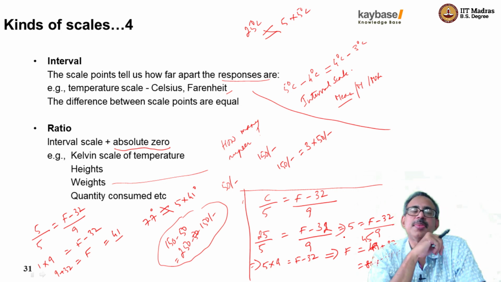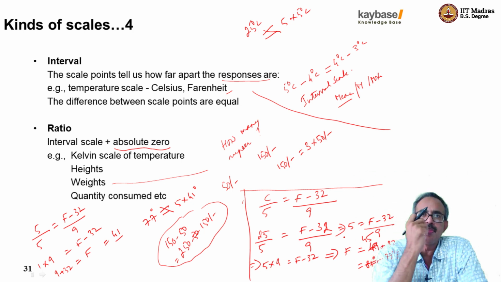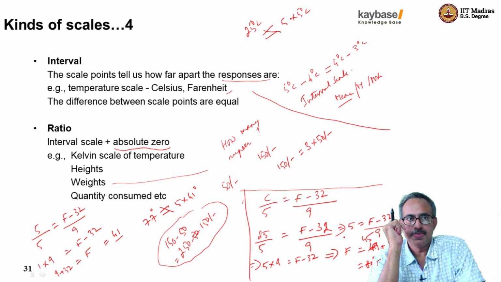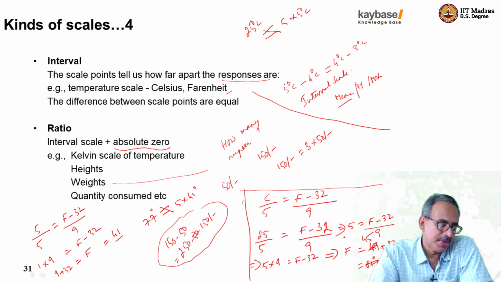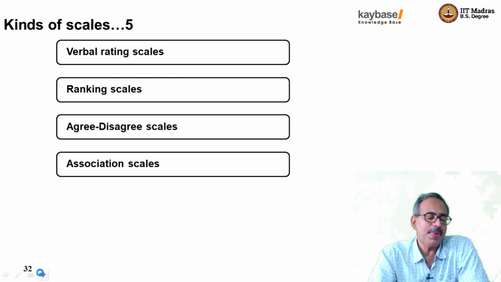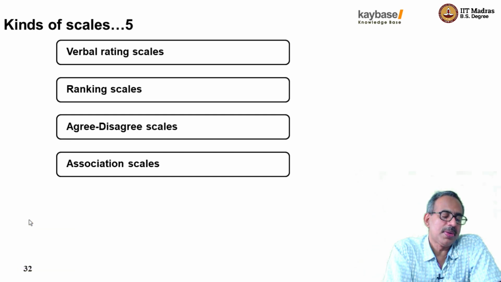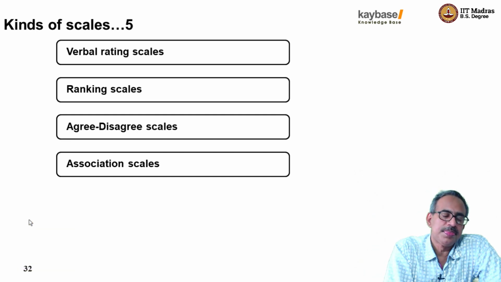So, most of the scales that we have, how satisfied are you? For example, these are all actually interval scales. Okay? So, let's go forward and see some of the scales that we use in practice. In practice, we use these kinds of scales. We use something called verbal rating scales. Okay?